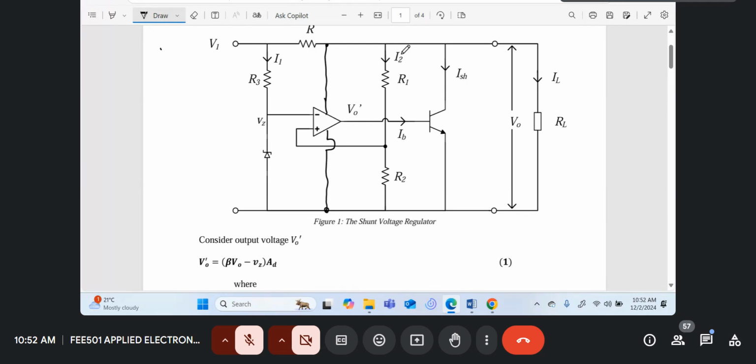Okay, so we'll go to the next topic, which is normally my last topic, which is the series regulator. The series regulator.